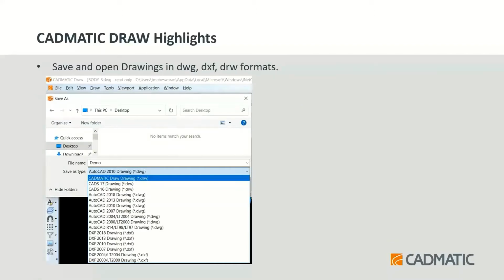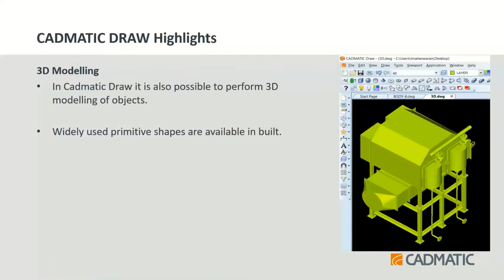And then you can also save and open drawing formats like DWG, DXF, DRW, etc., which are very globally used, right? So DWG or DXF. And in Cadmatic Draw, it is also possible to perform some basic 3D modeling activities. Most of the widely used 3D primitive shapes are already available in Cadmatic Draw, which makes your 3D modeling simple and easy.